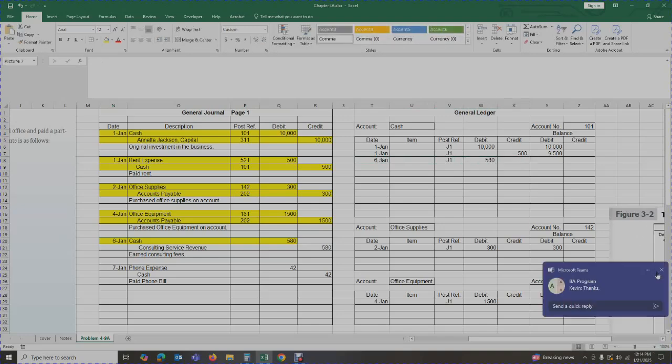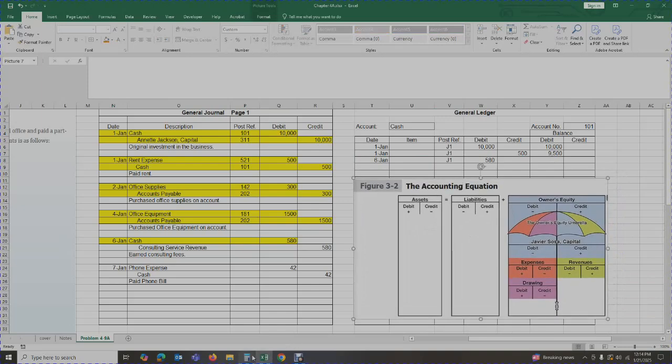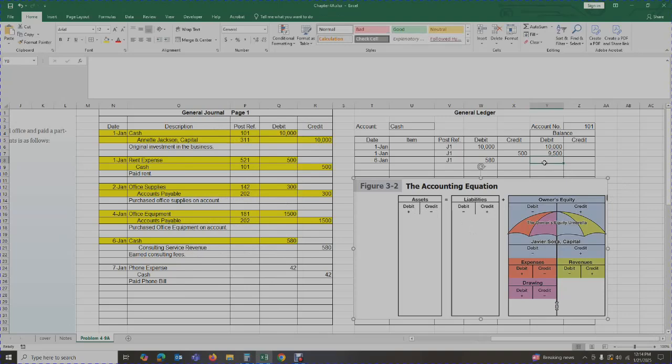Okay. So looking back at the accounting equation, I had a balance of $9,500 debit. If you have another debit coming in, remember cash is an asset. If you have another debit coming in, you need to add that debit. So we're going to add $580, and that'll give me $10,080. So that would be my balance, and it's $10,080 debit.